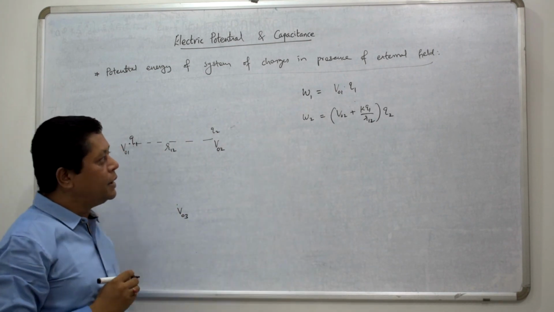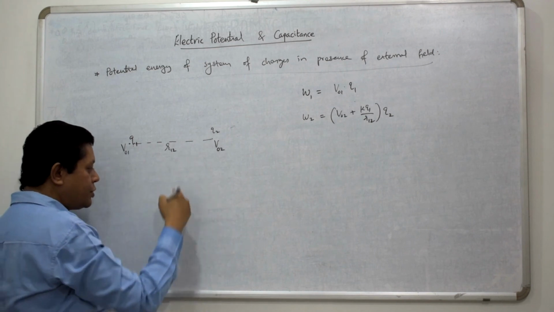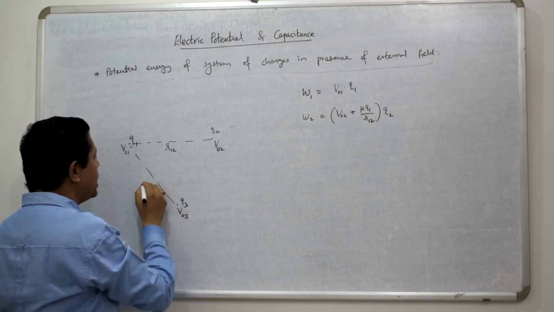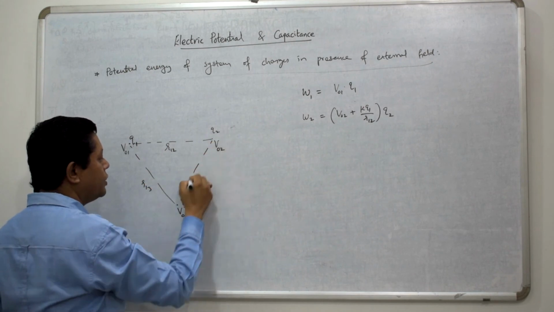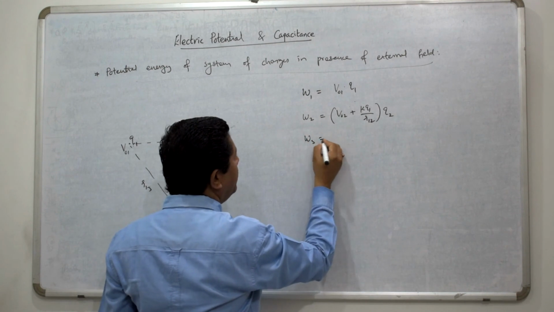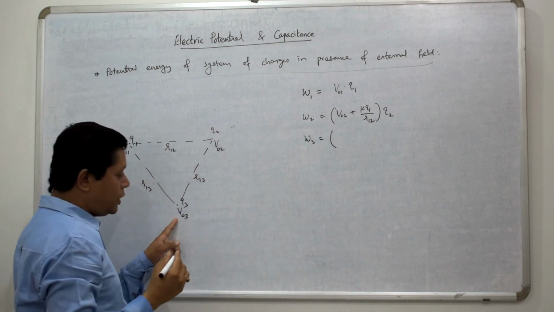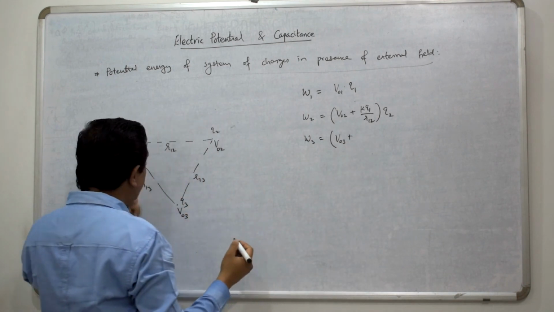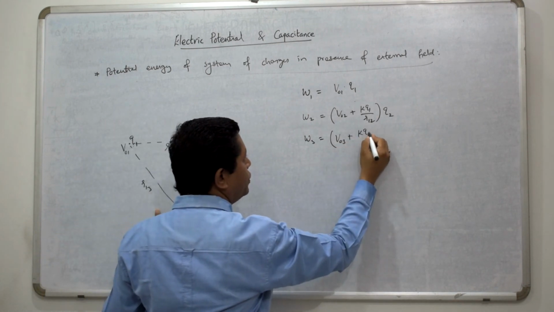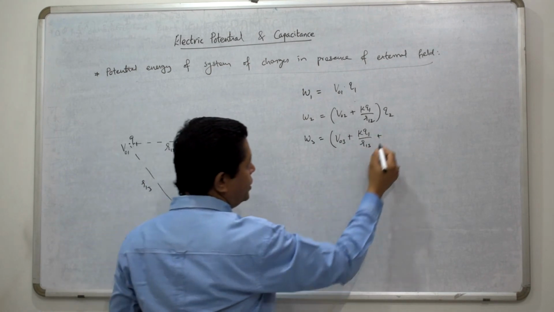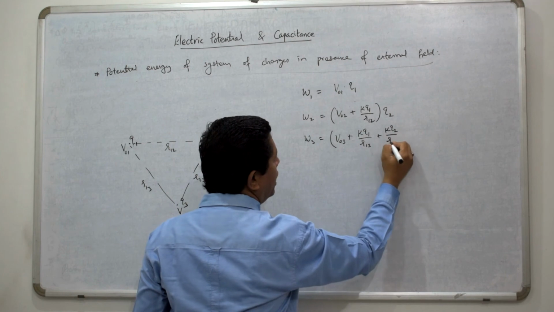So work done is this. Now in presence of these two charges, if I bring charge Q3 here, where the distance from charge 1 is R13 and the distance from charge 2 is R23, then in that case work done W3 will be equal to the potential here due to the external field, that is V03, plus the potential due to charge 1, KQ1 by R13, plus the potential due to charge 2, KQ2 by R23, all into Q3.